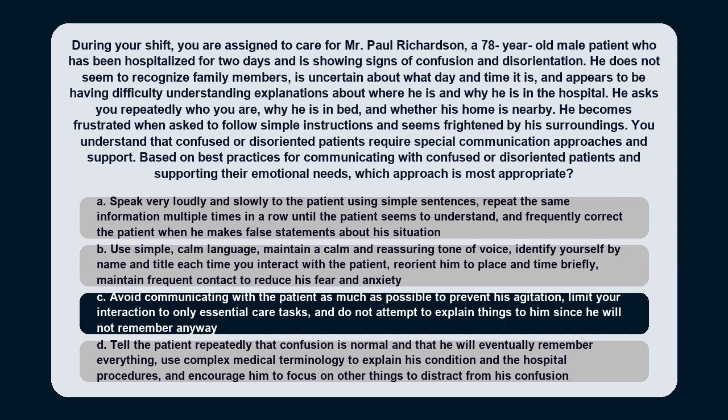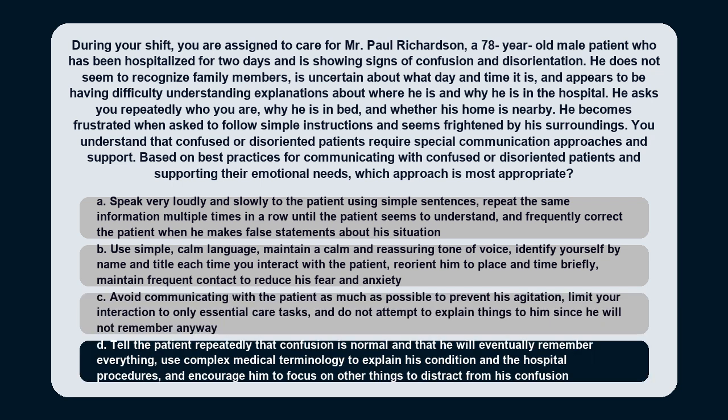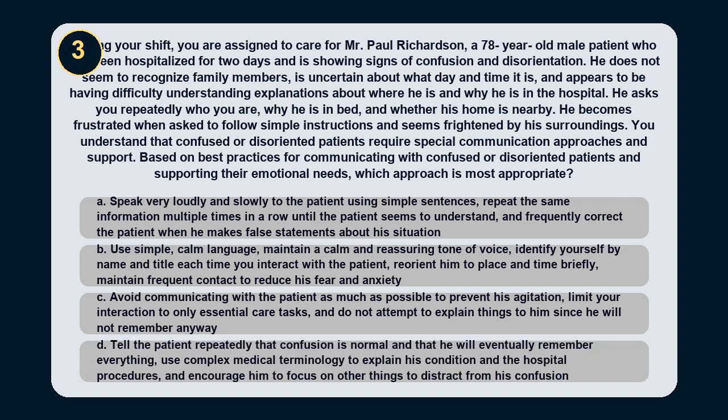Option C. Avoid communicating with the patient as much as possible to prevent his agitation. Limit your interaction to only essential care tasks, and do not attempt to explain things to him since he will not remember anyway. Option D. Tell the patient repeatedly that confusion is normal and that he will eventually remember everything. Use complex medical terminology to explain his condition and the hospital procedures, and encourage him to focus on other things to distract from his confusion.